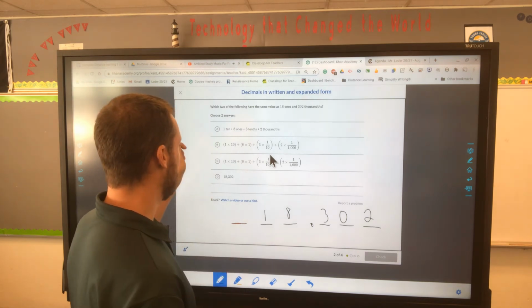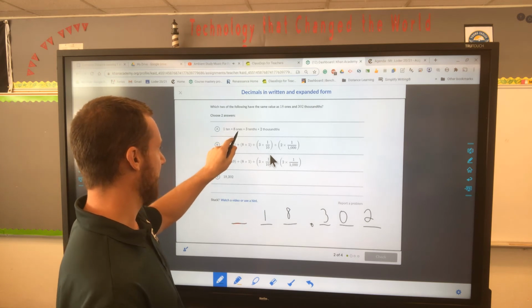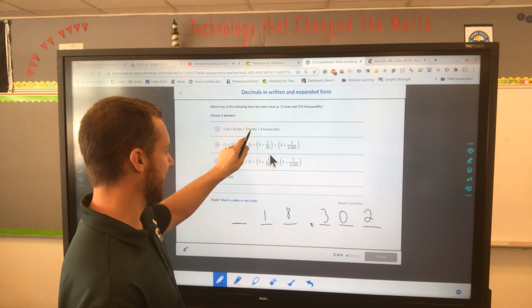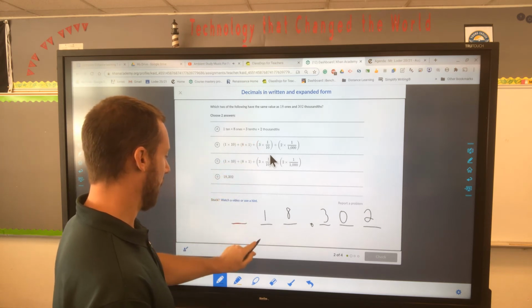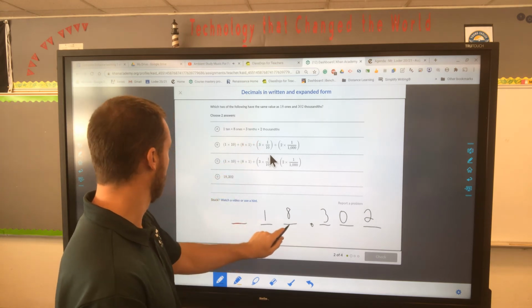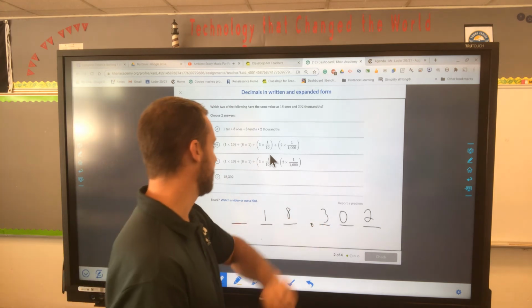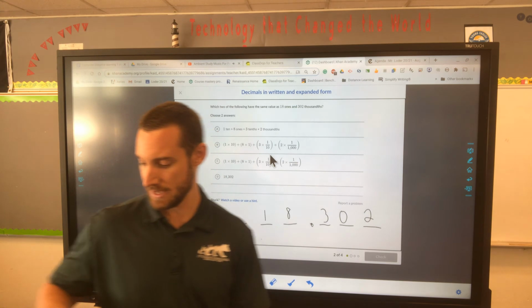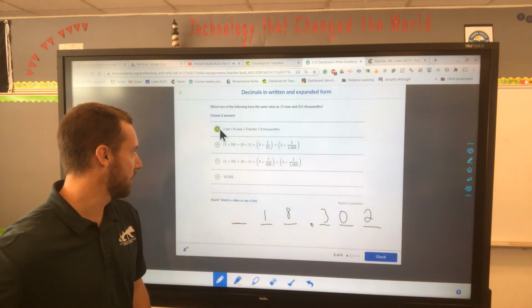All right, so let's go ahead and look at this. 1 ten, 8 ones, 3 tenths, and 2 thousandths. Is that what we got? 1 in the tens place, 8 in the ones place, 3 in the tenths place, and 2 in the thousandths place. That is exactly what we got. So I'm going to click A on that one.